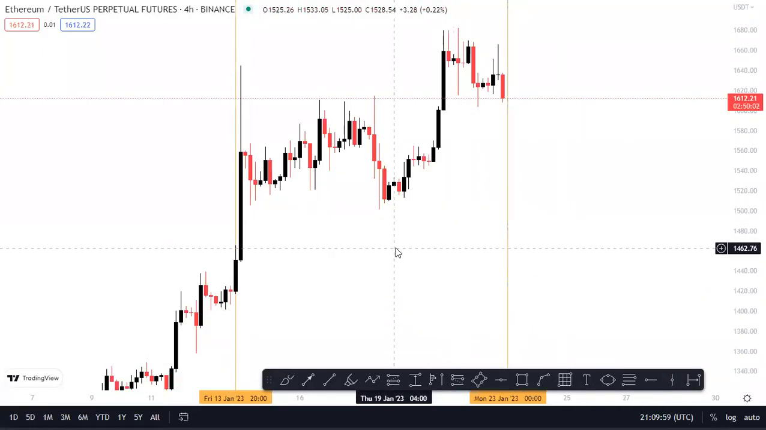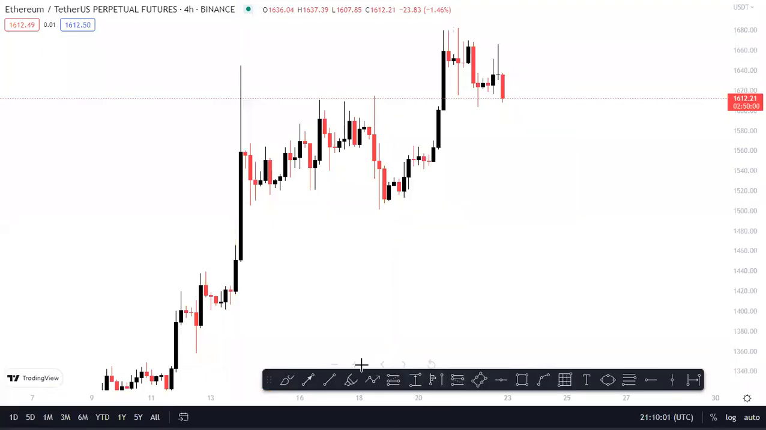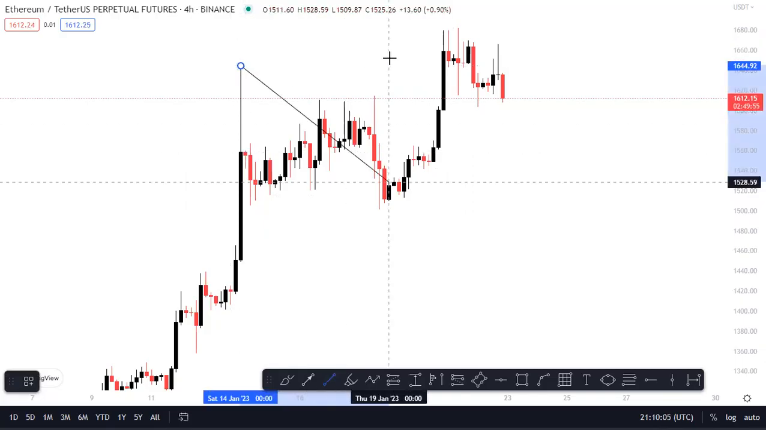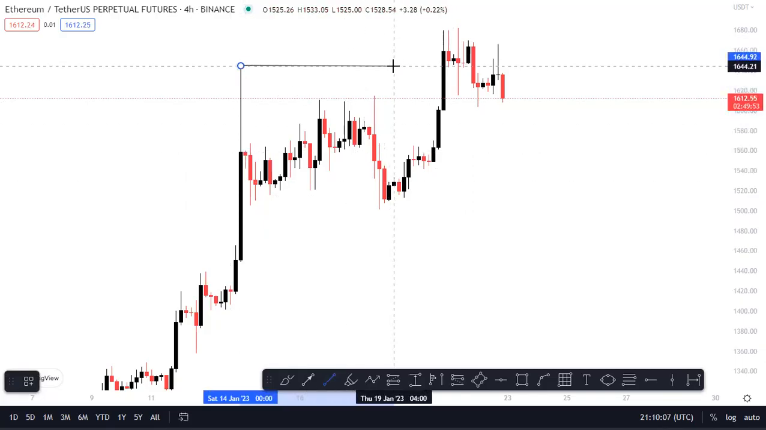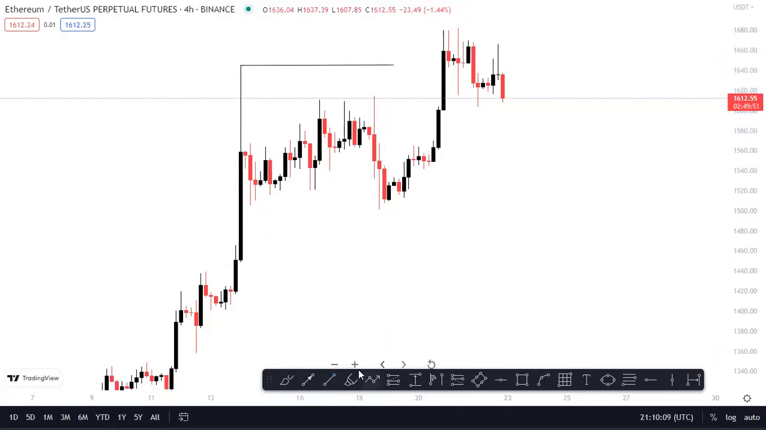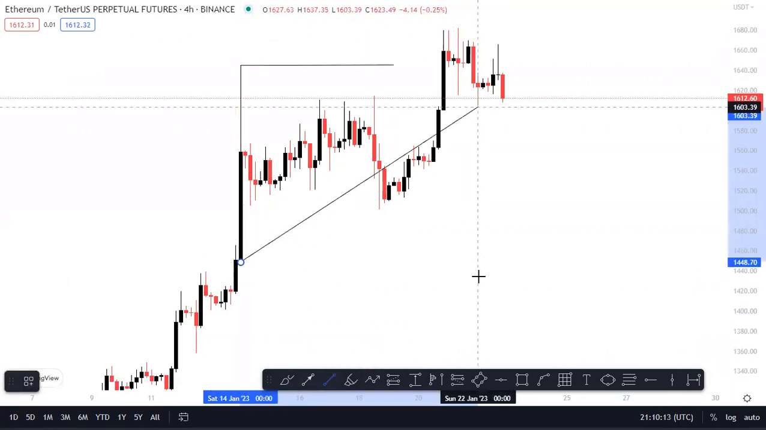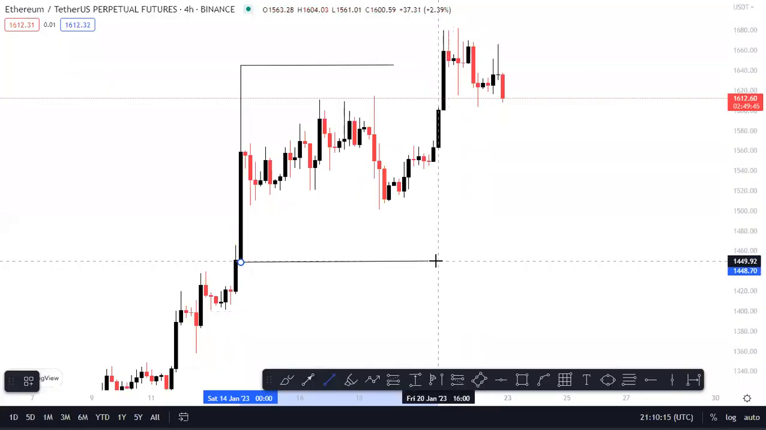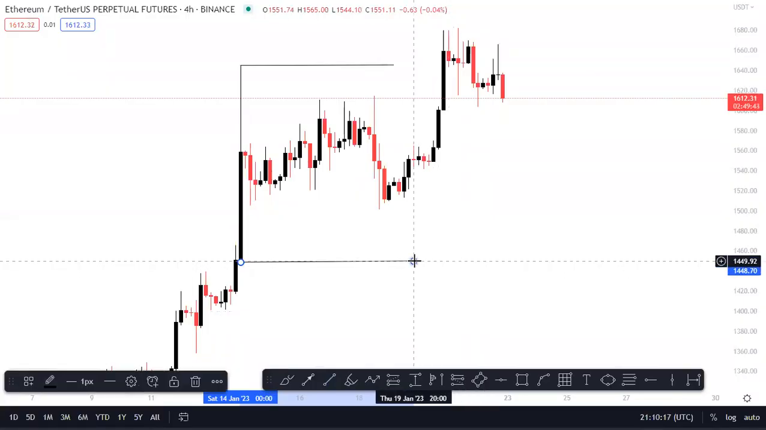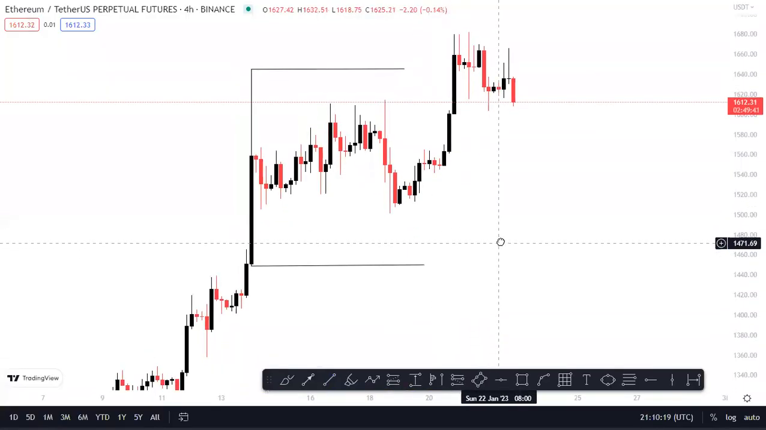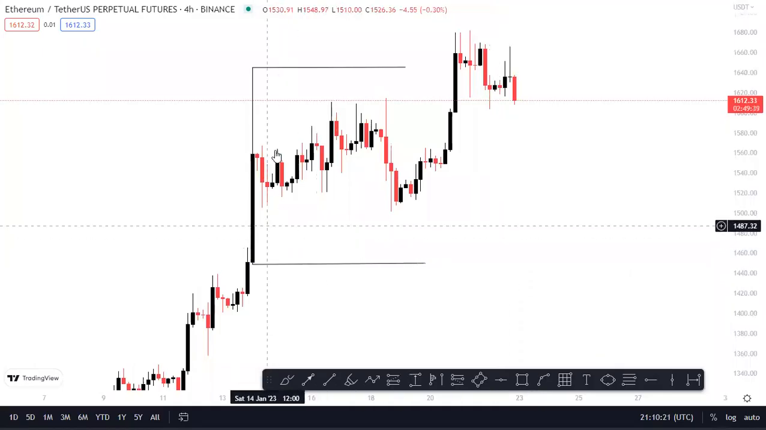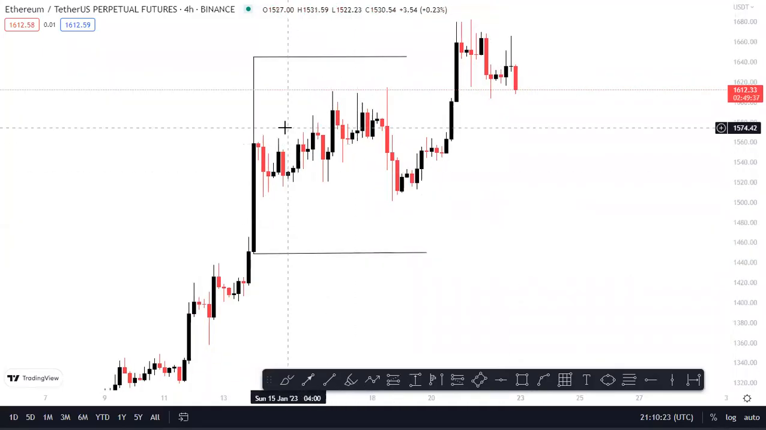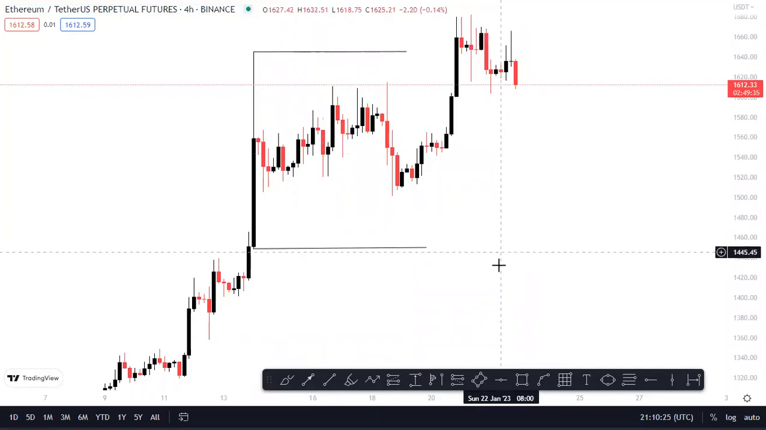These are my highs. This is my high, this is my high here, and this is my low. Same thing I did on BTC, you know that, right? This is my high and this is my low, using the higher time frame highs and lows.